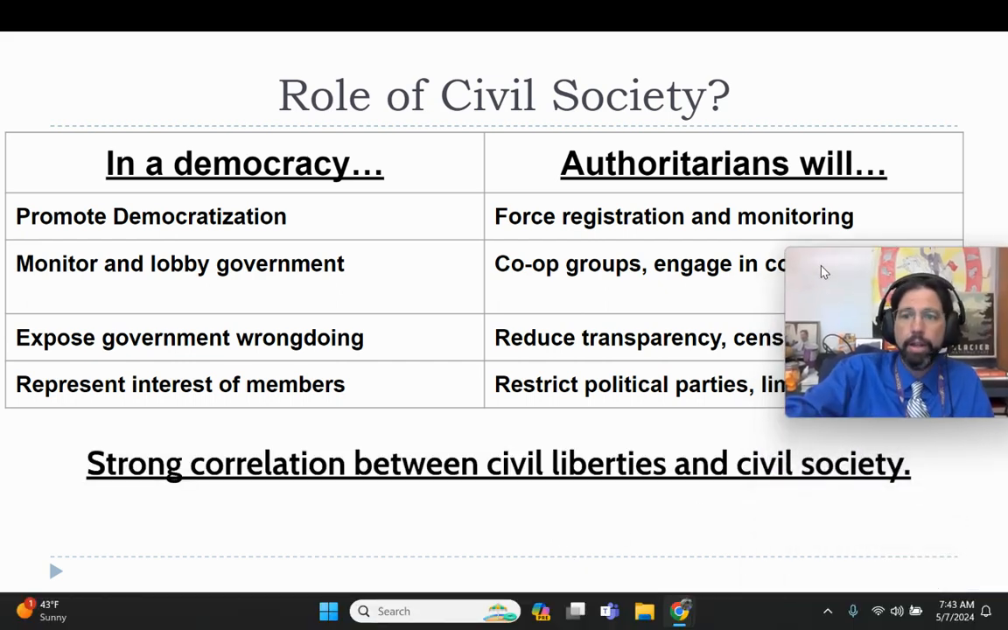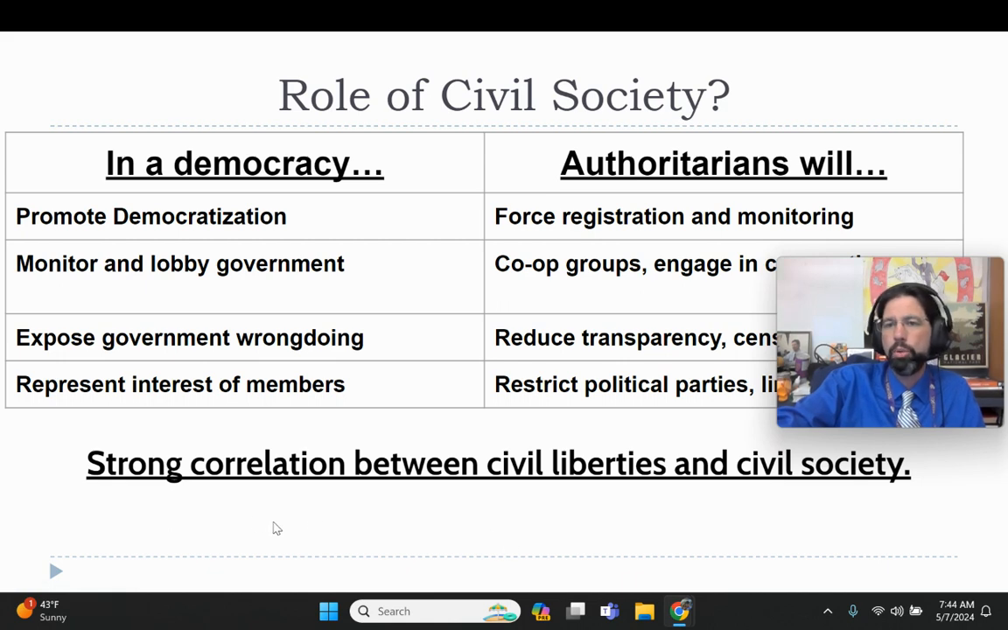And understand there is a huge correlation between basic freedoms, civil liberties, and civil society. You have the freedom of assembly, the right to protest, the right to free speech, the right to address the government for redress of grievances. Then civil society is going to thrive. You're going to have groups and organizations out there pushing for change in government.